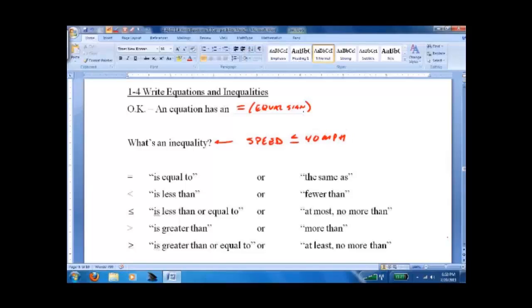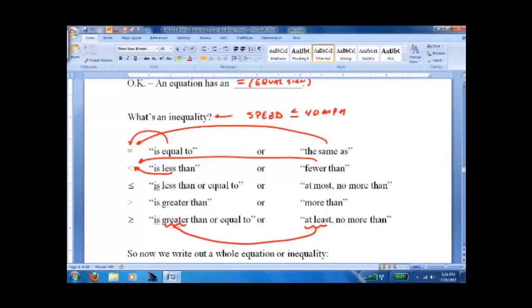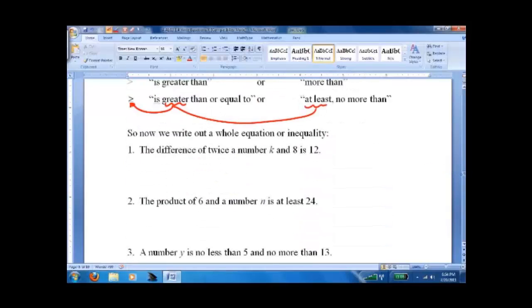Here are some examples that you'll see in the written word. And again, like I said in the previous lesson, you may wish to keep this with you when you're doing these problems. Is equal to, is simply an equal sign. Is less than, the less than sign. You could also have the same as. You could also have fewer than, and so on. Less than or equal to, at most, no more than. Is greater than, more than. Is greater than or equal to, at least, no less than. Watch out for this one right here because it says least, and it's actually a greater than. Little things to watch out for, but you'll get them. So that's it. Let's just practice.